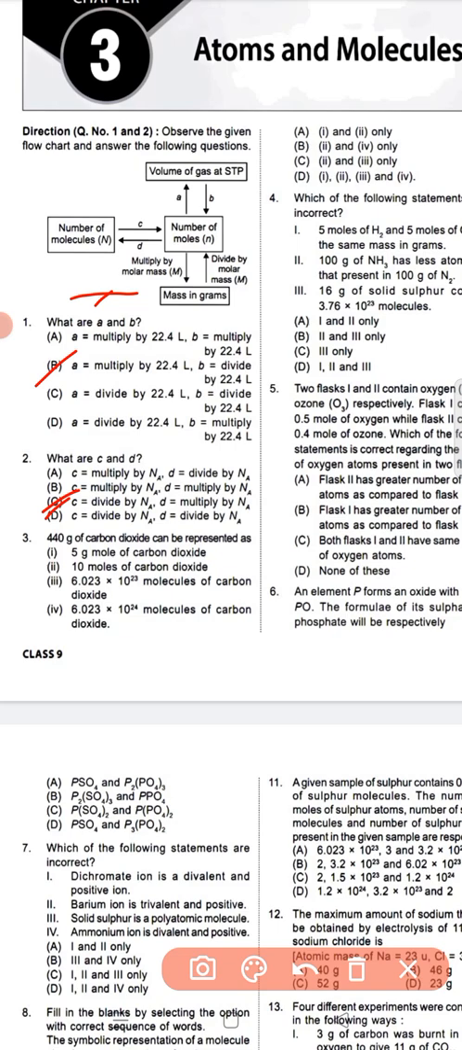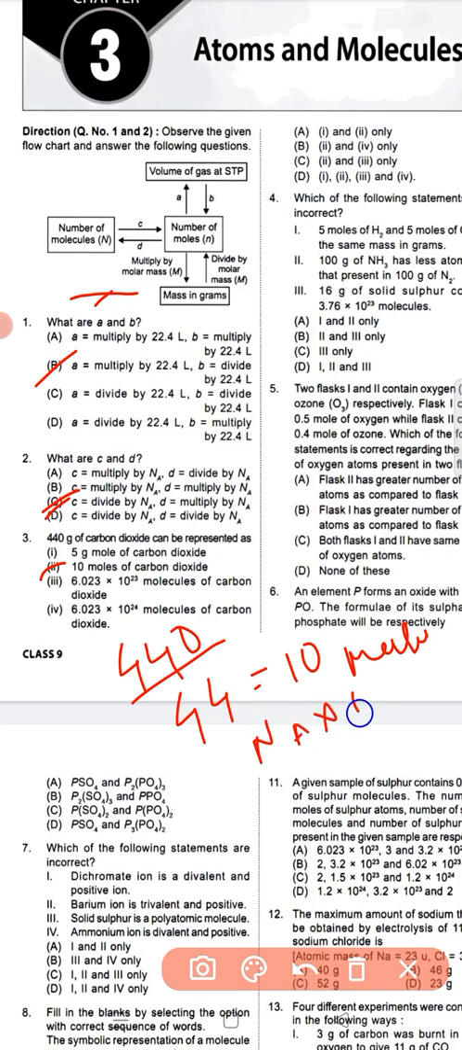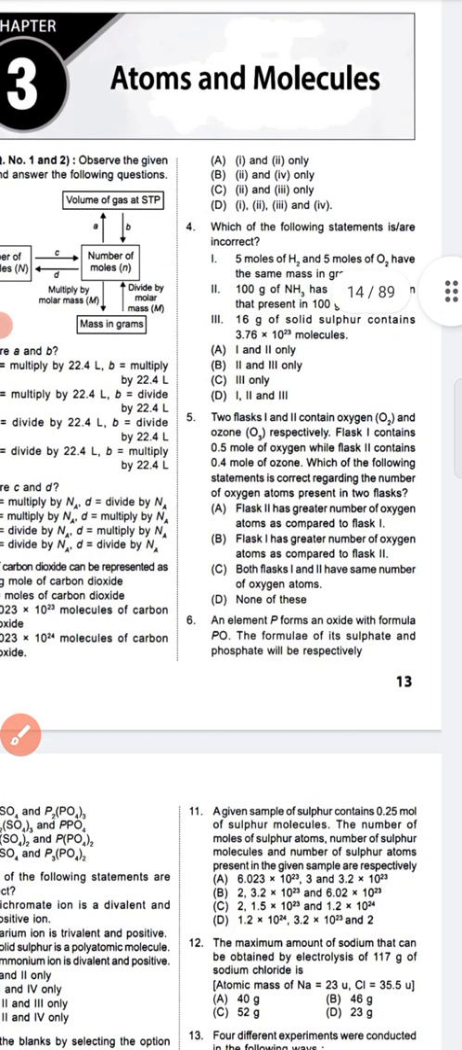See, 440 gram, how can we find it? Number of moles means given mass by molar mass. So number of moles is 440 divided by 44, the molar mass of carbon dioxide, equals 10. That means 10 moles, so option 2 is correct. And 10 moles means Na into 10 number of molecules, Na means 6.023 into 10 to the power 23 into 10, that means 10 to the power 24 it will come. Then 2 and 4, option B, is the correct answer. So for question 3, option B is the correct answer.